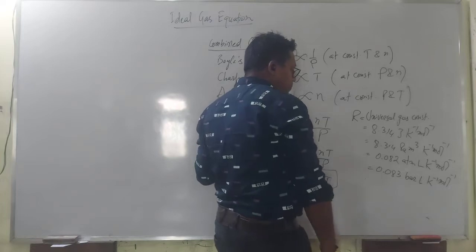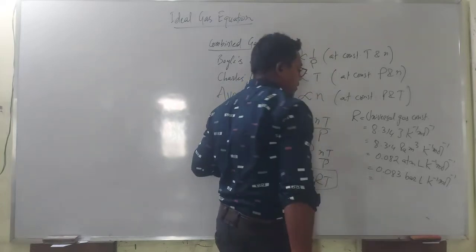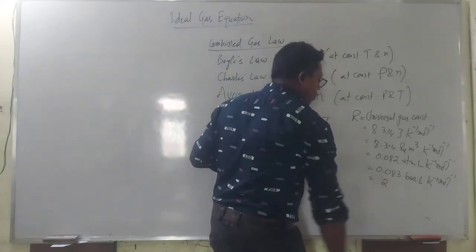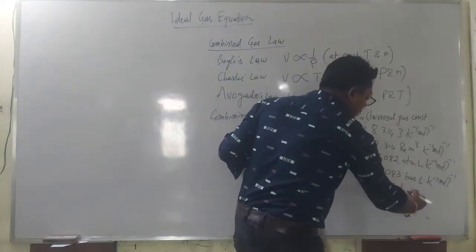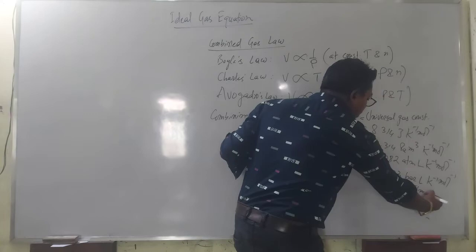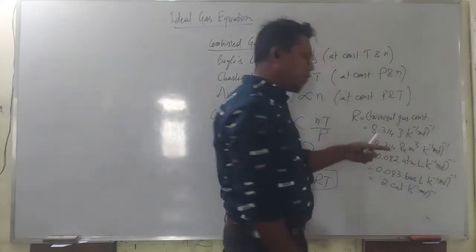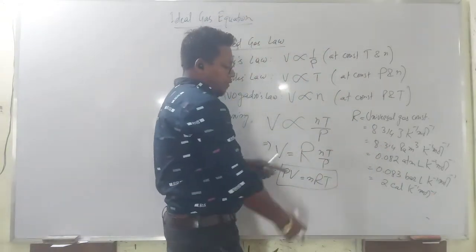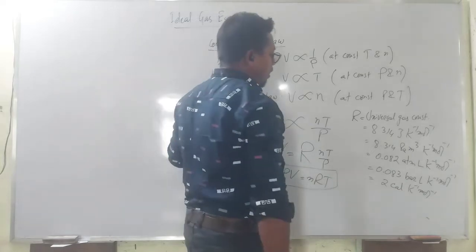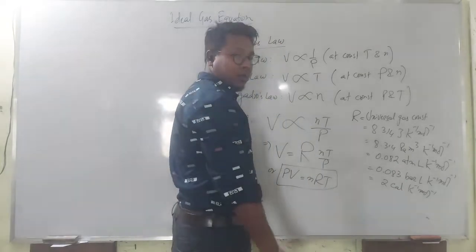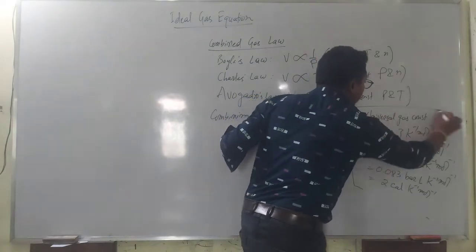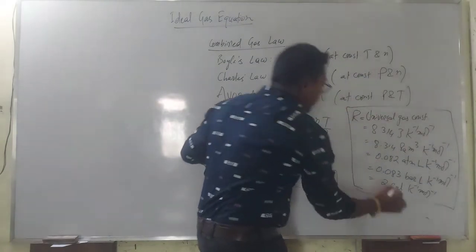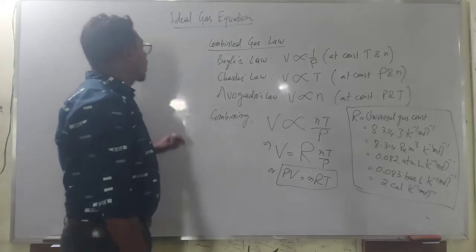And another value of R is 2 calorie per Kelvin per mole. The exact value is 1.98, but 2 is approximately taken as the value of R in terms of calories. So these are the values of R in different units, right?